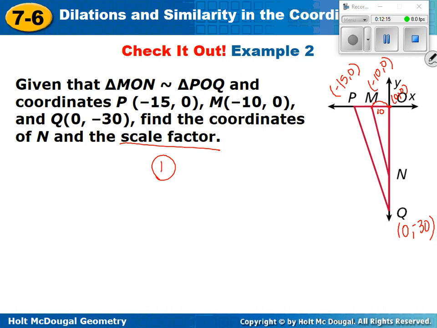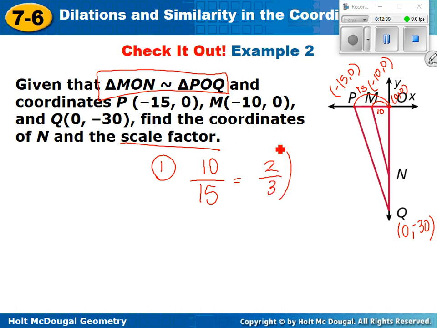Okay, what is the distance from O to P? 15. Again, it's negative 15, but we're talking about the length of the side, so we're just going to use the positives. Which triangle did they name first? MON. So which number needs to go on top? 10. So we're going to say 10 over 15, which reduces to 2/3. Any questions first on the scale factor?